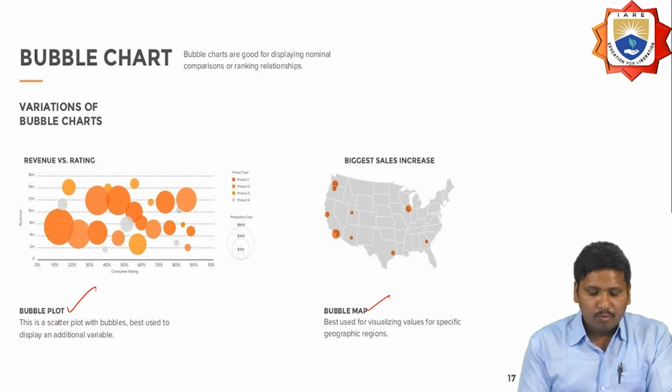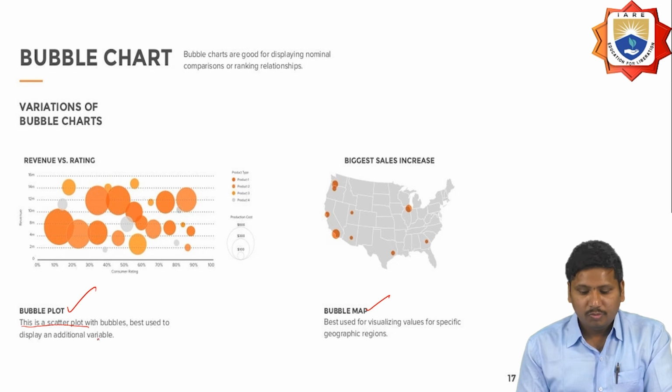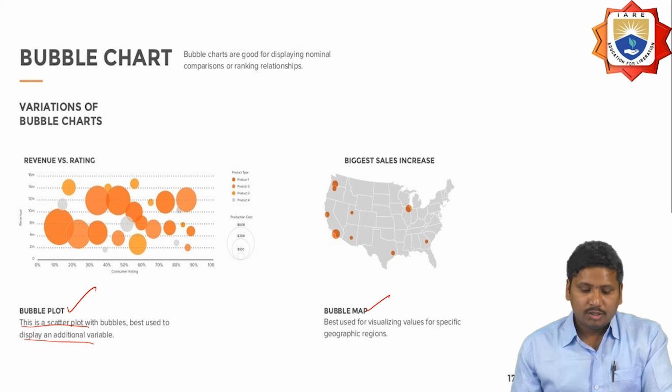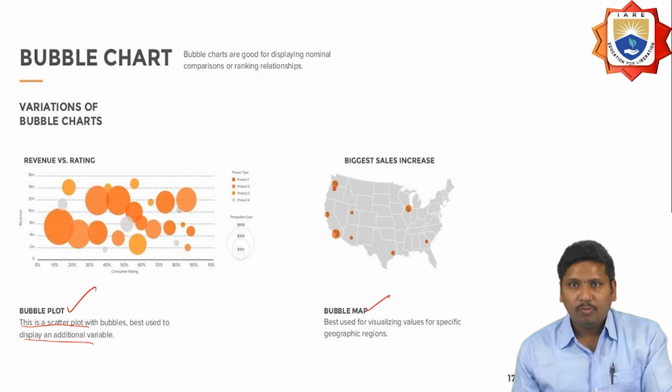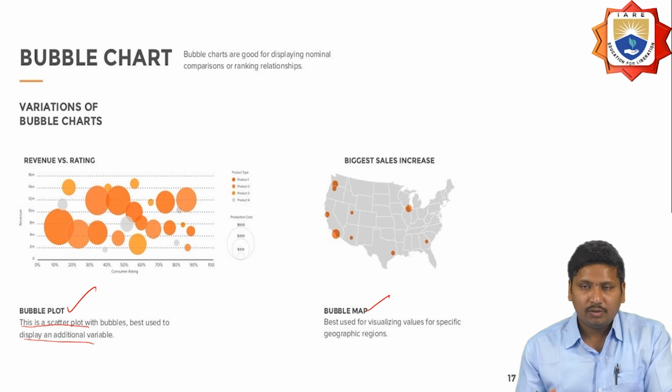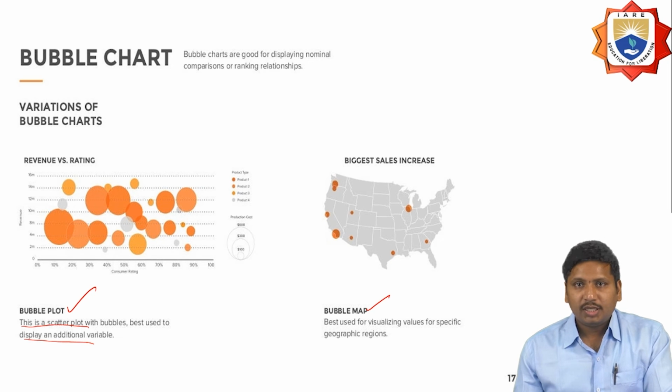The bubble plot is almost similar to the scatter plot but with bubbles, and it is best used to display an additional data variable. The scatter plot looks the same, and the bubble chart also looks the same. But if I want to show large-sized bubbles, a scatter plot looks like a dot, and there is not that much room. If I want to represent more categories, more variables, then instead of the scatter plot I have to go for the bubble chart.